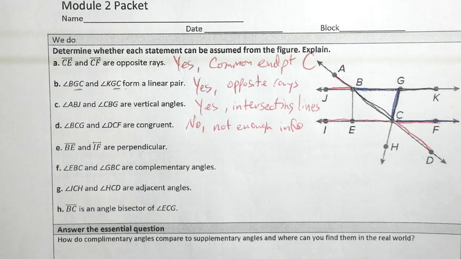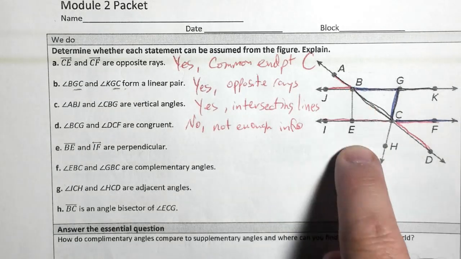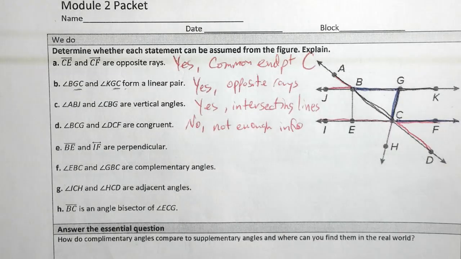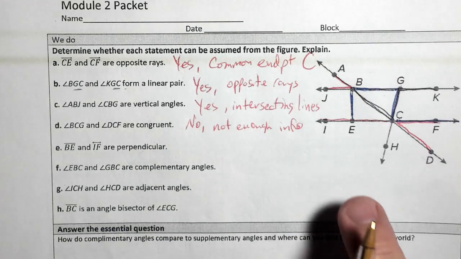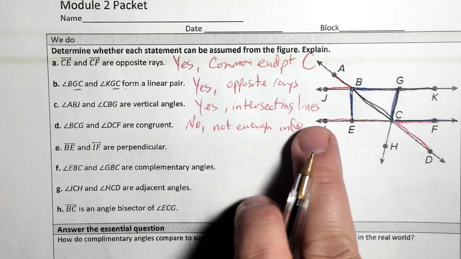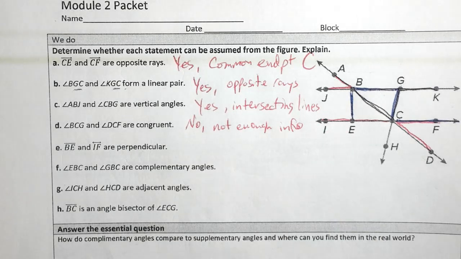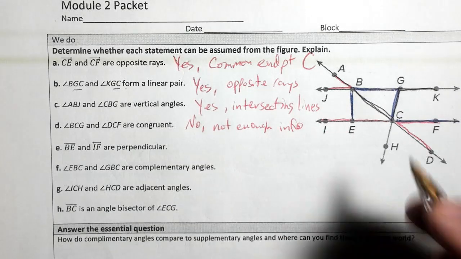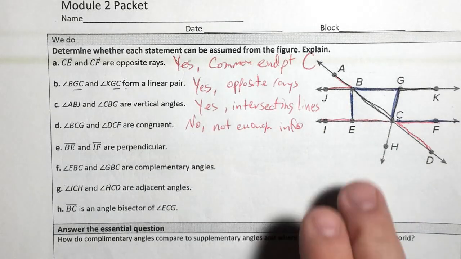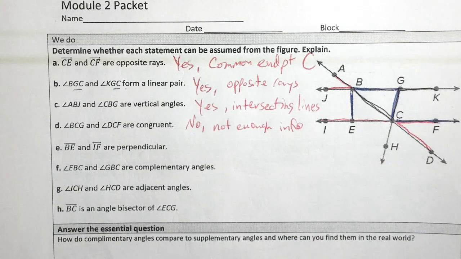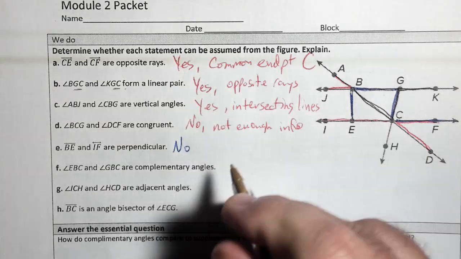Alright, number E. BE and IF are perpendicular. Alright, so here, let's see, line BE. Oh, that's already red. Let's make it blue. So line BE and IF are perpendicular. Well, if they were perpendicular, they would make a 90-degree angle, so we would have a box on either side for both, and we have neither. We have no other indication, so make it a different color. No, not enough info.